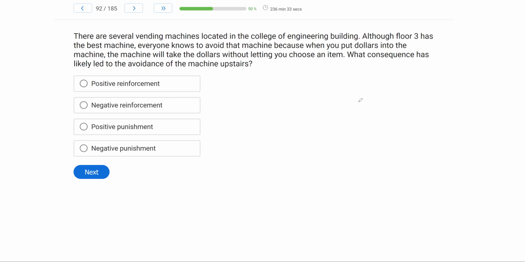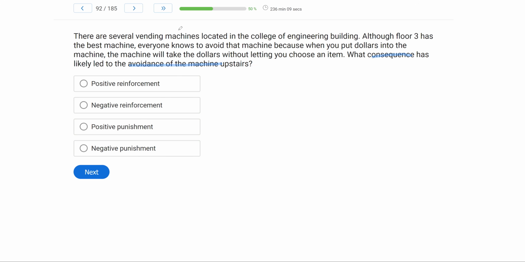There are several vending machines located in the College of Engineering building. Although floor 3 has the best machine, everyone knows to avoid the machine because when you put dollars into the machine it will take the dollars without letting you choose an item. What consequences likely led to the avoidance of the machine upstairs? So we're looking for the consequence that has led to the avoidance of the machine upstairs. Now be careful with that word avoidance, right? Let's look at it in the context of the question.